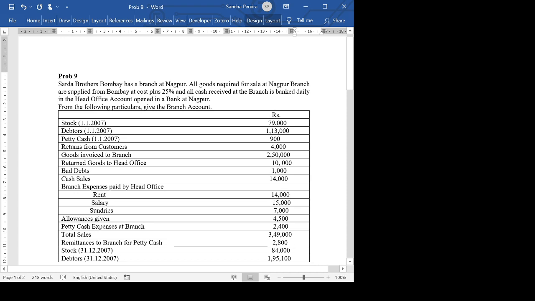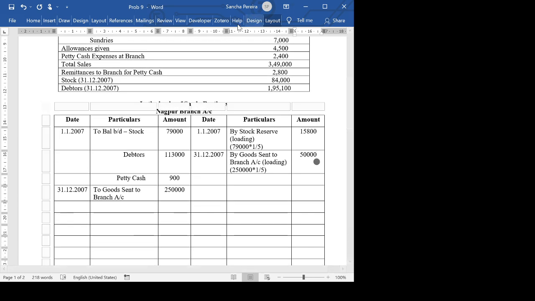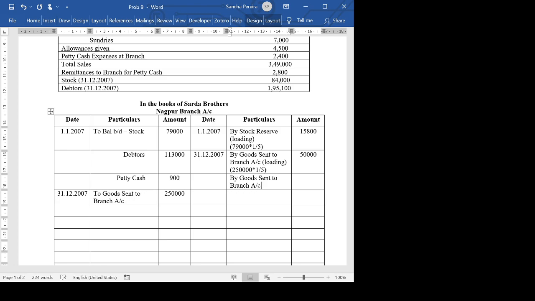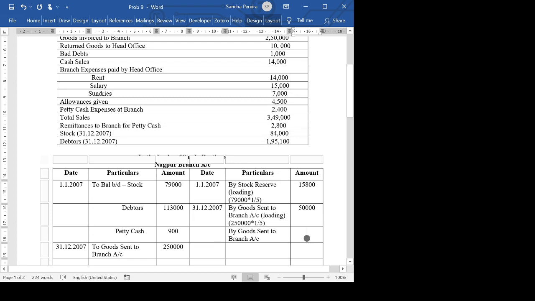Okay, next one. Returns of goods to head office. So now the branch is returning goods to the head office. So by goods sent to branch account, 10,000.